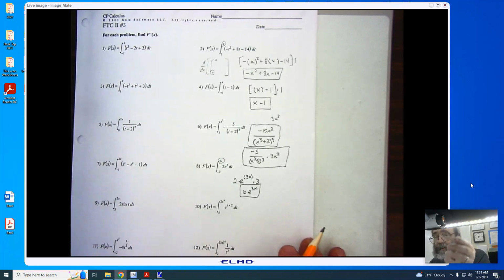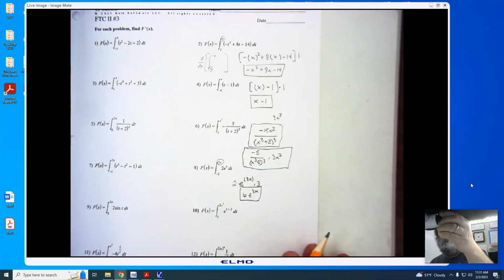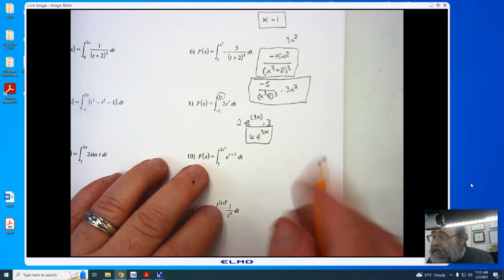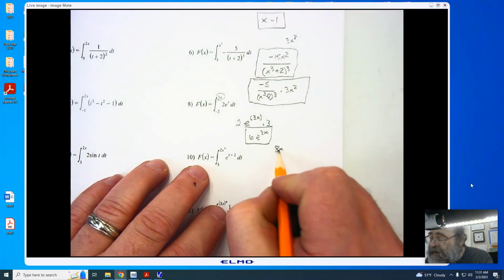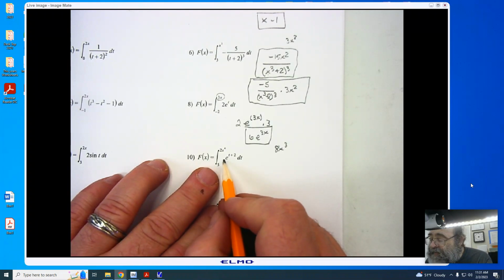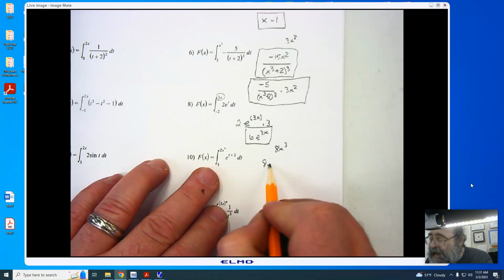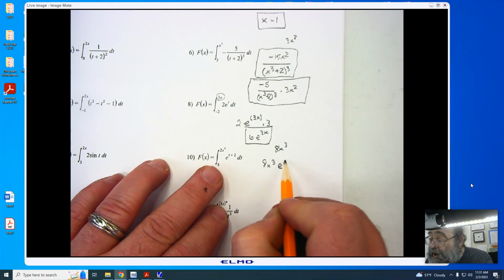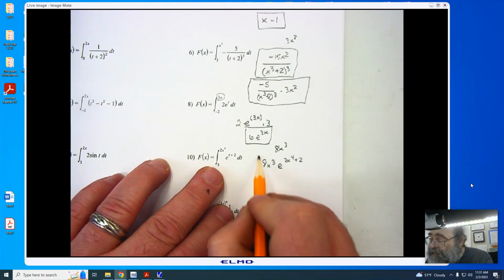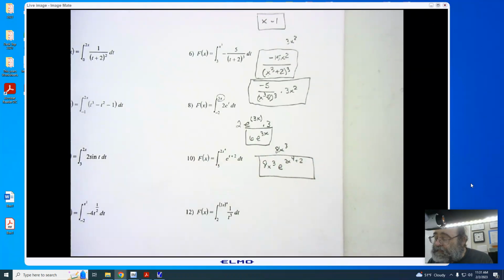Number 10. That's x to the 4th. Just be aware that's an x to the 4th there. So I have 2x to the 4th, giving me 8x cubed. That's my derivative. Notice there's nothing in front of this e, so I'm going to go ahead and put 8x cubed e to the 2x to the 4th plus 2. And this is now my answer.